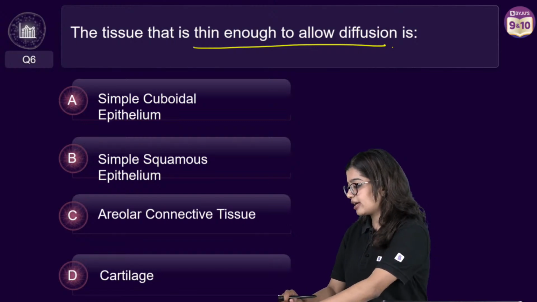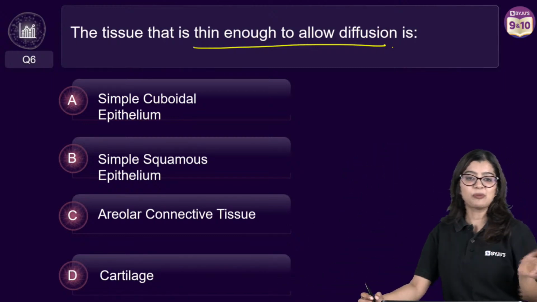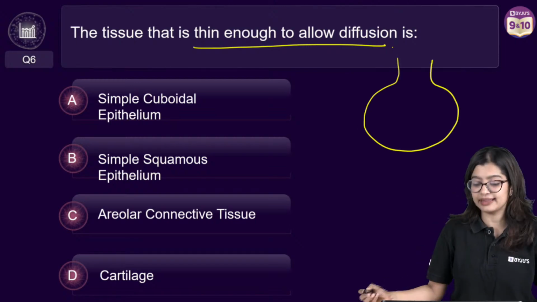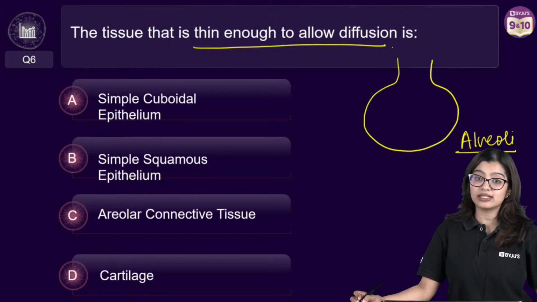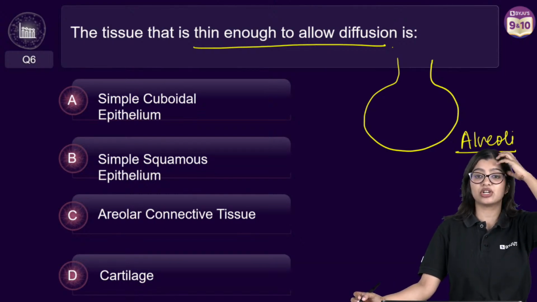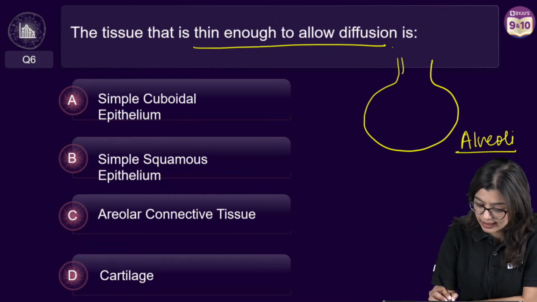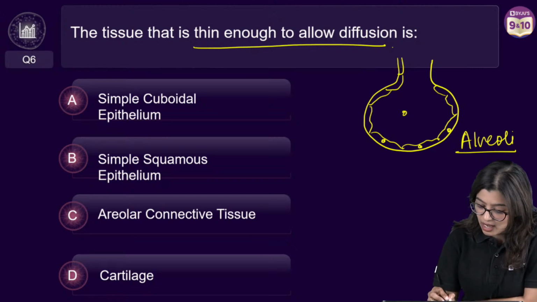Now we're talking about animal tissues which allow for diffusion. Where does this process of diffusion happen? This process of diffusion happens in the alveoli, right? Alveoli are balloon-like structures which are normally found in the lungs. If you see, the inner lining of the alveoli is made up of flattened cells which have a prominent nucleus that allows gaseous exchange.